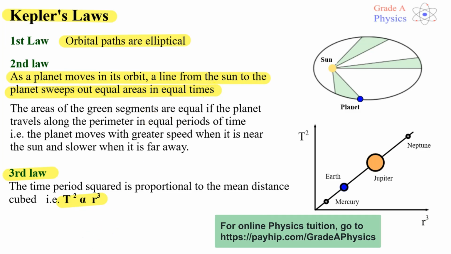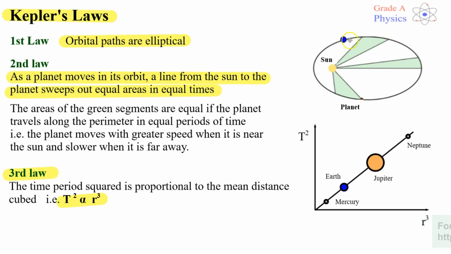As a planet moves in its orbit, a line from the sun to the planet sweeps out equal areas in equal time. So the planet is going to move around this ellipse, and it's going to move more slowly as it's further away and more quickly as it gets closer. So we end up with this particular arrangement of geometry. The areas of these green segments are equal as it moves along its orbital path, because it's moving more quickly when it's closer to the sun and more slowly when it's far away.